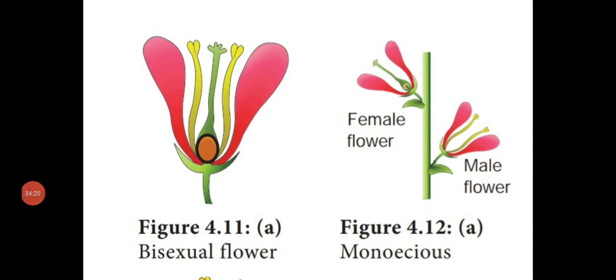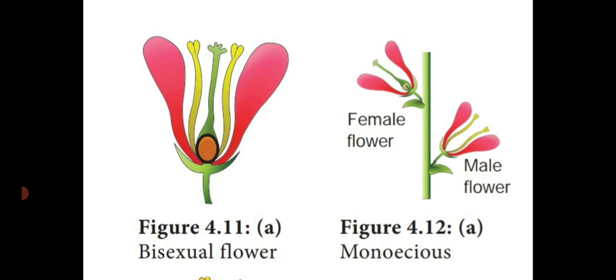Dear students, see the diagram. First one is the bisexual flower. Bi, what is that? Both the sex organs, the male sex organ as well as the female sex organ, are present in the individual flower. Both the sex organs are present in the single flower.